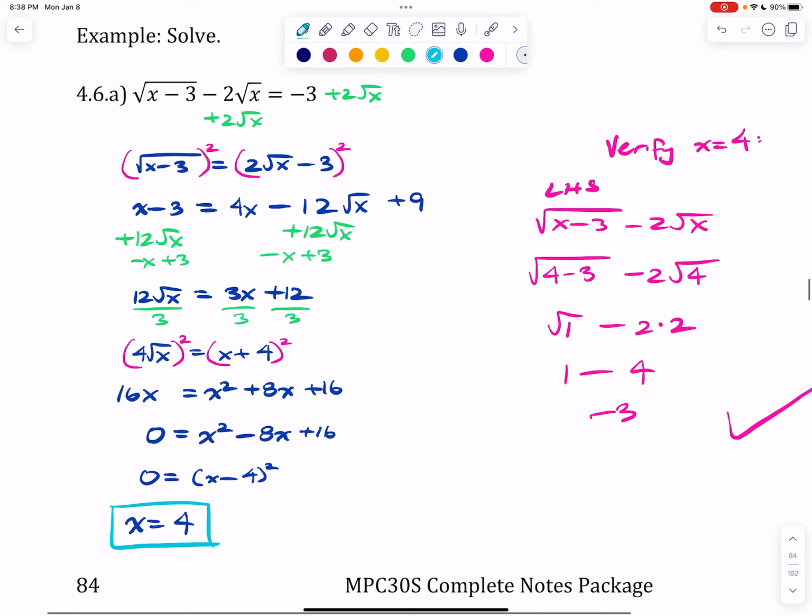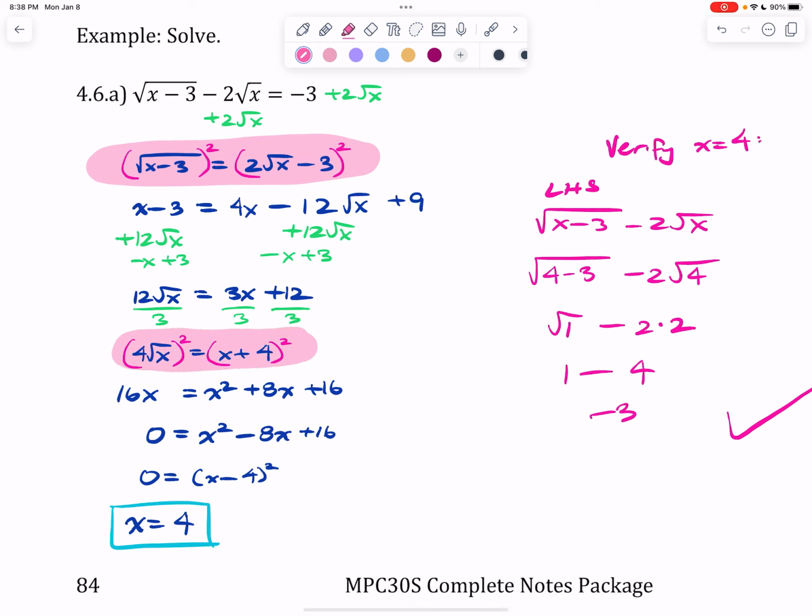Things worth noting, this is a 3-mark question. You get 1 mark for squaring both sides here with 1 radical isolated. You get 1 mark over here for squaring both sides with 1 radical isolated. And then you get 1 mark for your method of attaining a solution. If there was an extraneous root, if you had to reject the x equals 4, that would be worth an additional mark. But since we don't, this is just worth the 3 marks.